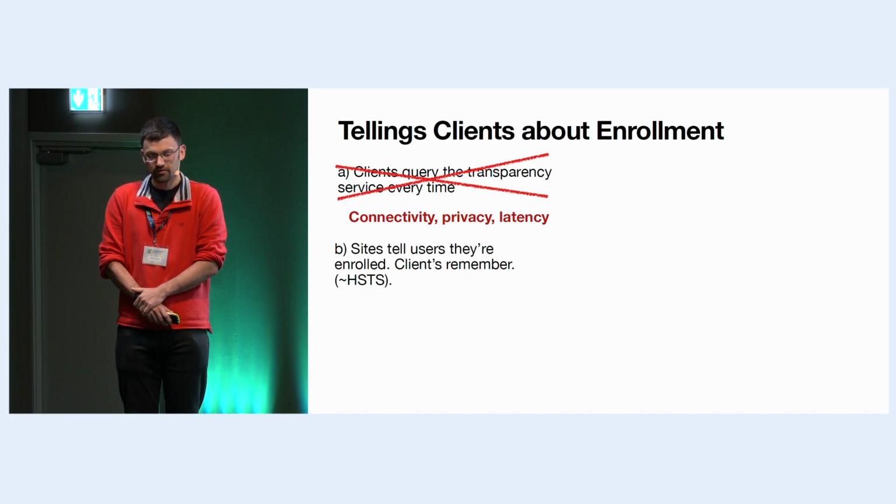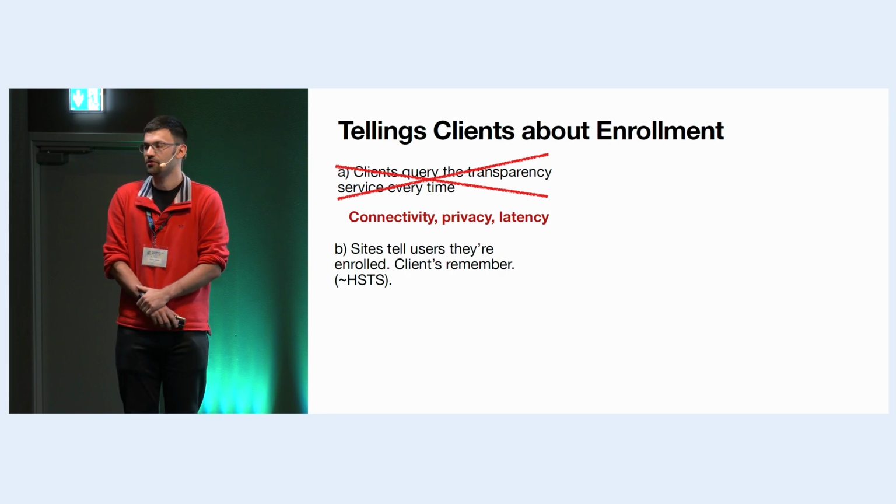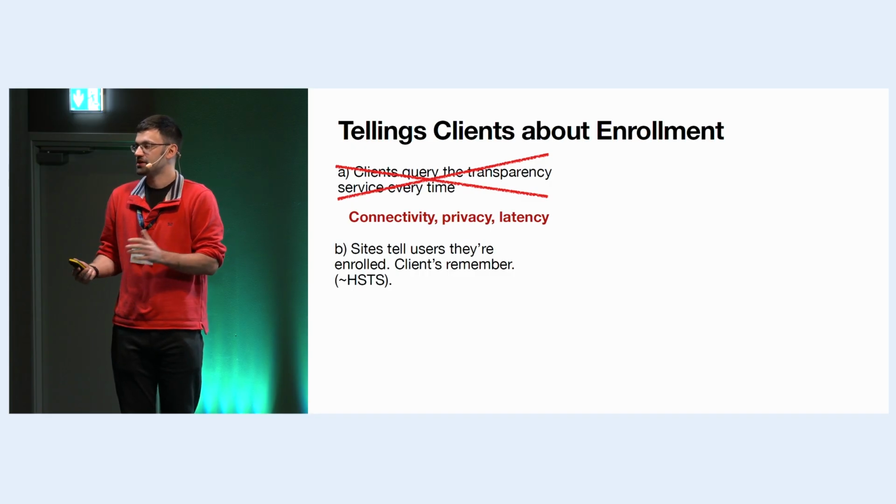But what we can do is have sites tell users that they're enrolled in a kind of trust on first use model. So think HSTS, if you're familiar with that. The site is going to tell the user, I'm enrolled in transparency, hold on to this, remember this.